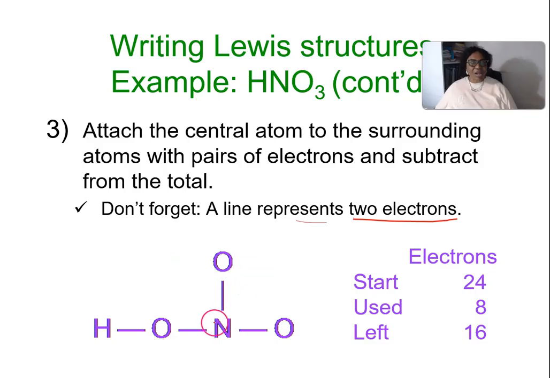So we attach this line. So we have 1, 2, 3, 4 lines. It means 4 times 2, we have used 8 electrons. So we subtract the 8 electrons from 24, we are going to have 16 electrons left. So what do we do next?